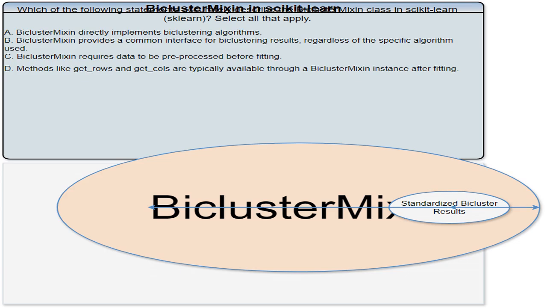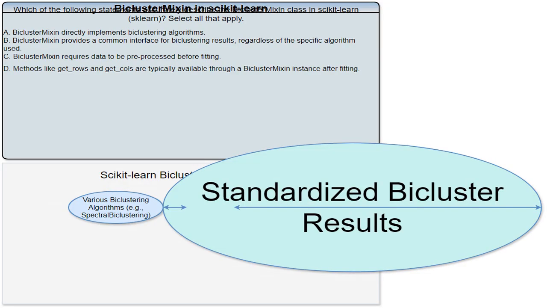It's not a biclustering algorithm itself, but rather a blueprint that ensures all biclustering algorithms provide results in a consistent, easily accessible format. Think of it as a standardization tool. This refers to the uniform way that different biclustering algorithms present their findings after running. Because BiclusterMixin defines this standard, you can interact with the results of many different algorithms in the same way. This makes the code more organized and easier to use.